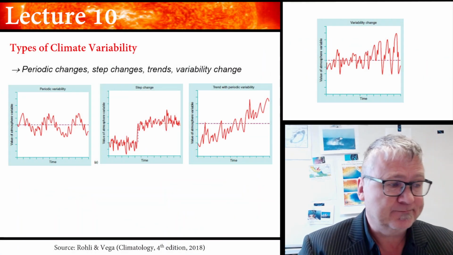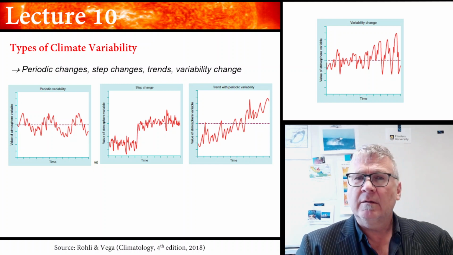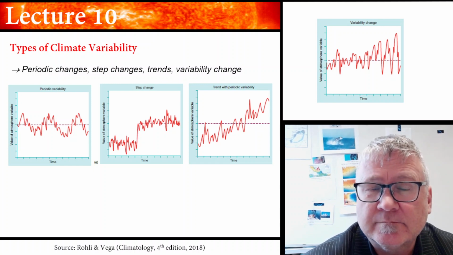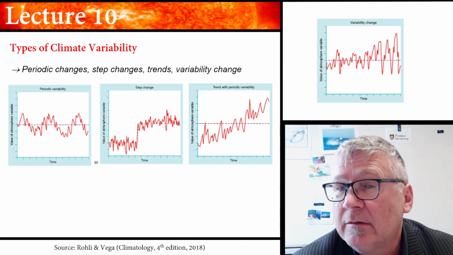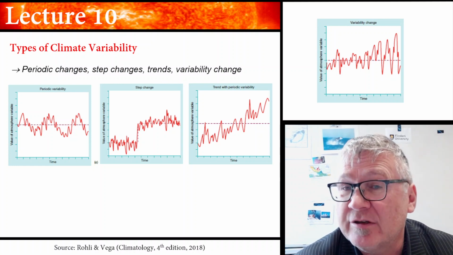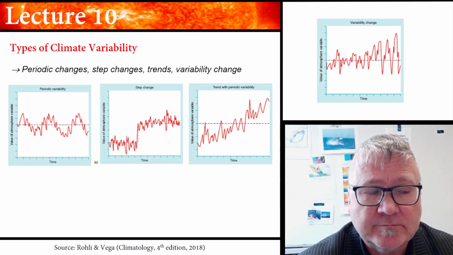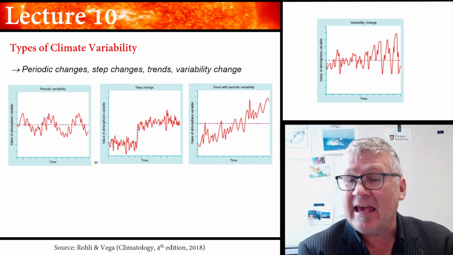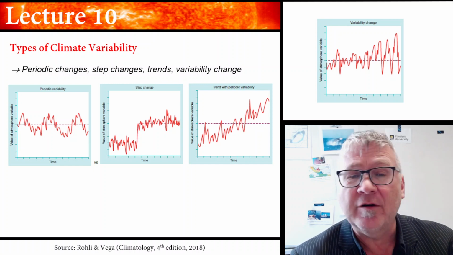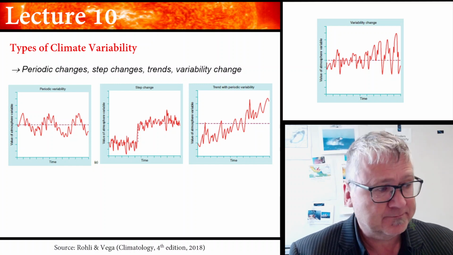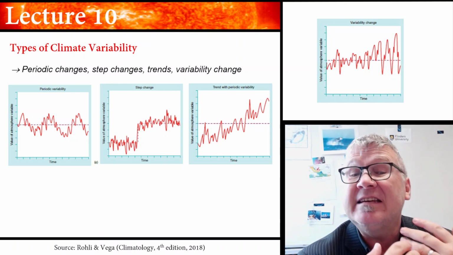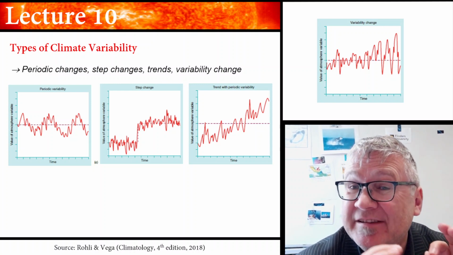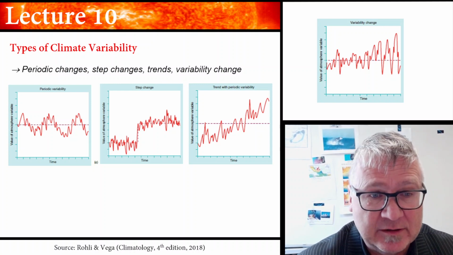Okay, we look at surface temperature changes, for example, or we look at CO2 concentration changes over time. And we look at different scales and just grab parts of the data and we look at it. And we can see different types of variability. I just want to introduce you to these different types of variability.